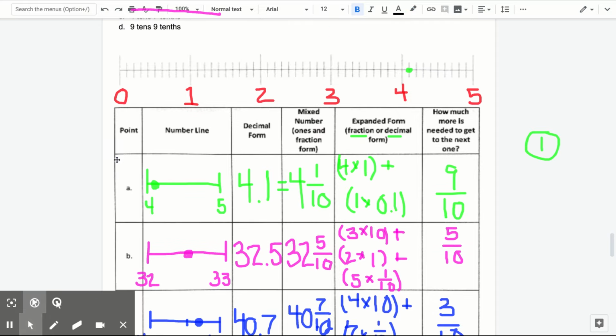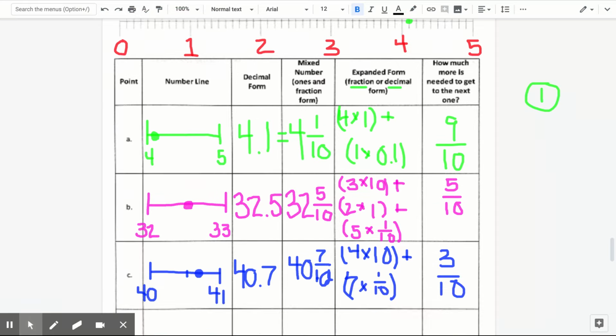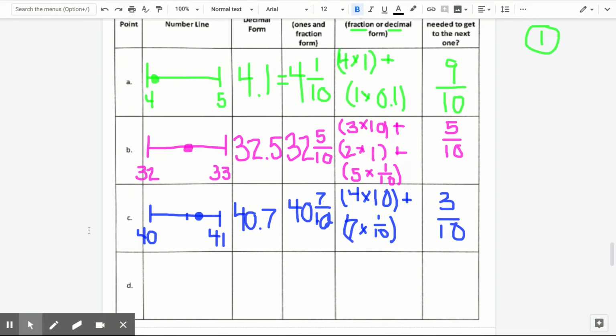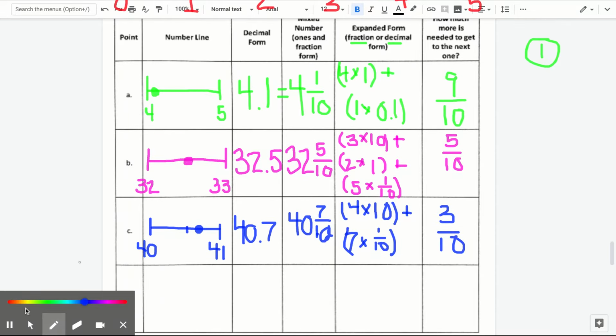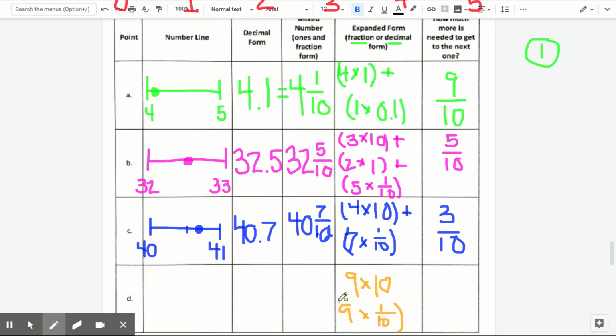All right, last problem for today is 9/10 and 9/10. So that's 9 times 10 and 9 times a tenth. So I think it works a little better if I do my parentheses last. Keeps me a little neater.